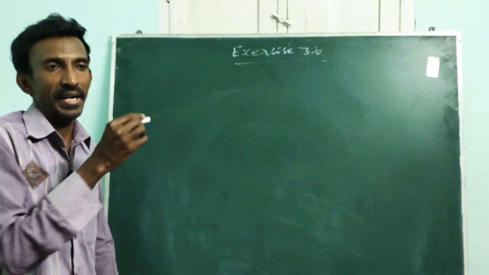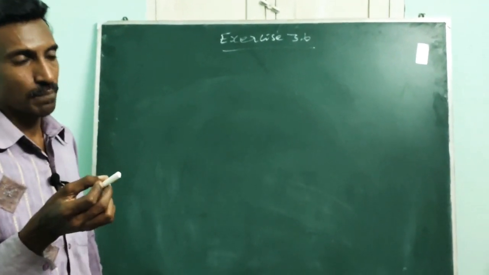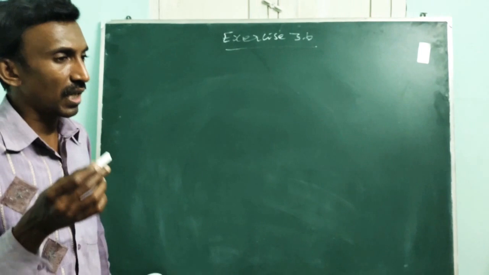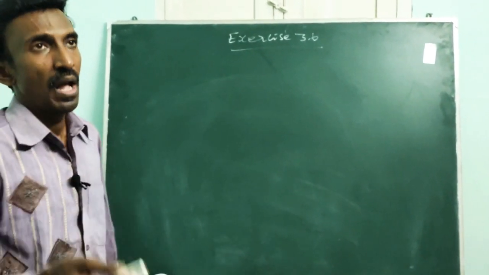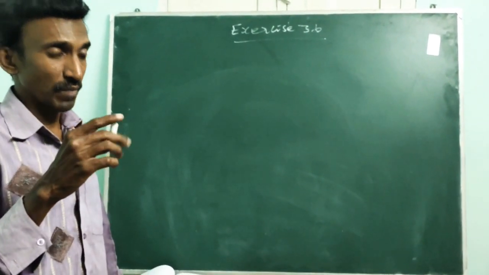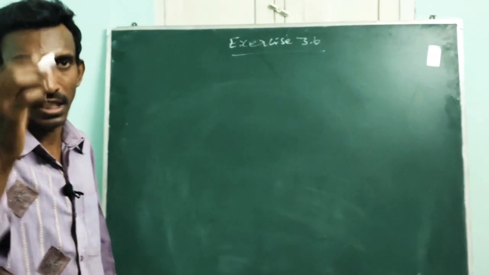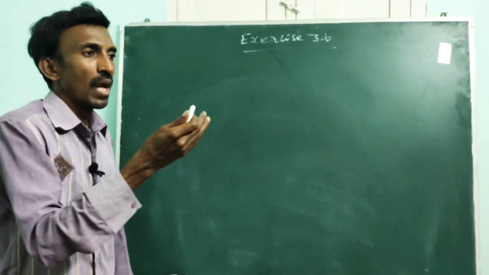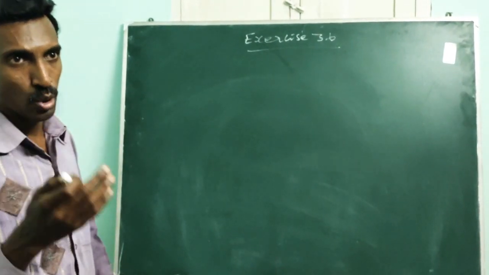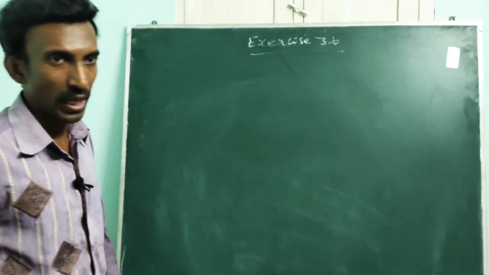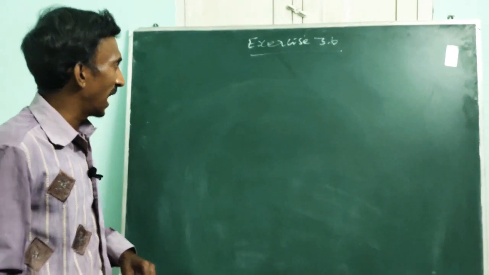In those identities, if we replace A plus B by C and A minus B by D, then A becomes (C plus D) by 2 and B becomes (C minus D) by 2. Again, the formula is converted into sum to product. So we are going to use those identities.